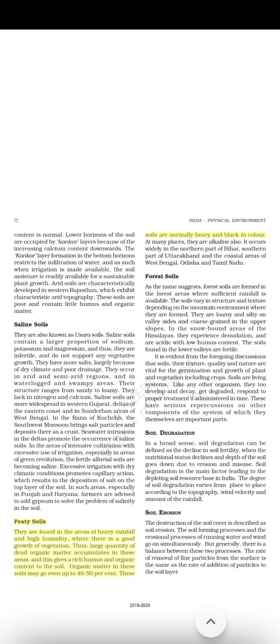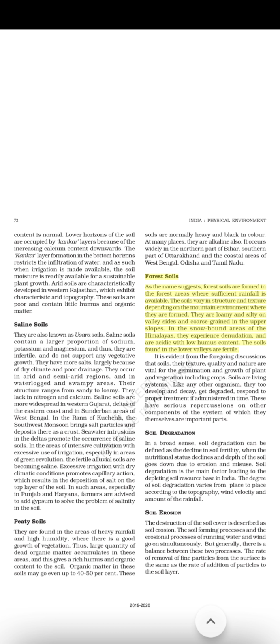They are found in the areas of heavy rainfall and high humidity, where there is a good growth of vegetation. Thus, a large quantity of dead organic matter accumulates in these areas, and thus gives a rich humus and organic content to the soil. Organic matter in these soils may go even up to 40–50%. These soils are normally heavy and black in color. At many places, they are alkaline also. It occurs widely in the northern part of Bihar, southern part of Uttarakhand, and the coastal areas of West Bengal, Orissa, and Tamil Nadu. Forest soils.